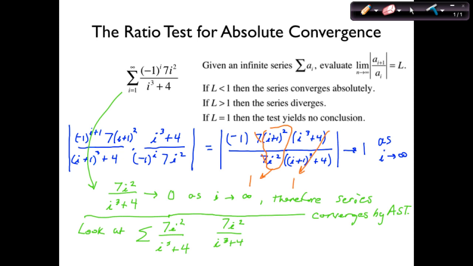So instead, we can use that other kind of comparison. Remember this? Limit comparison, where we say this thing becomes, in the long run, like 7 over i, doesn't it? When i gets really big, we get 7i squared over i cubed, which is like 7 over i, which diverges, because it's like the harmonic series.